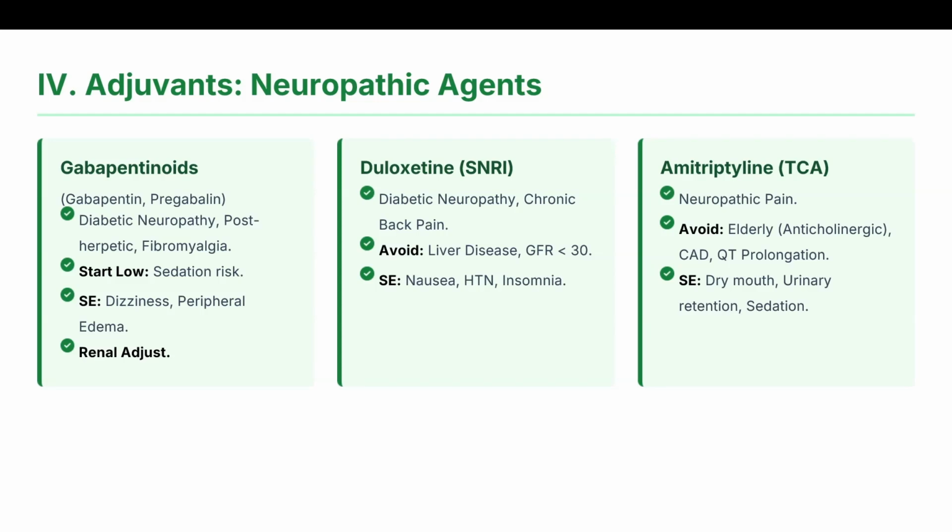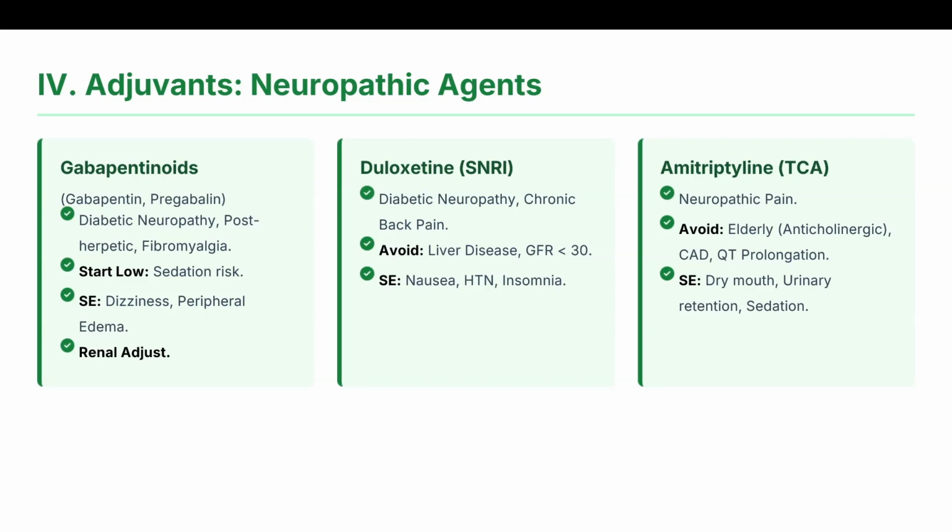So gabapentinoids are gabapentin and pregabalin, which come at 75 milligram and can go up to 300 milligram per day. It is used for diabetic neuropathy, post-herpetic neuralgia, fibromyalgia, severe osteoarthritis. It has a mild sedative effect, which is the prominent side effect, and can lead to dizziness, peripheral edema.